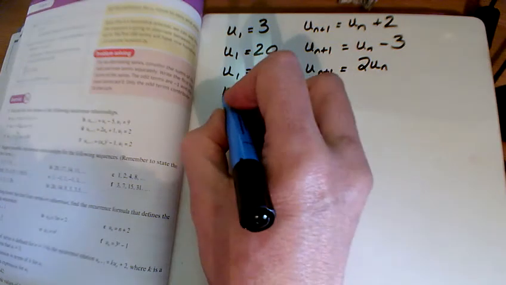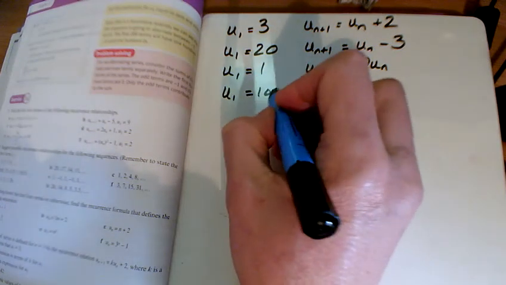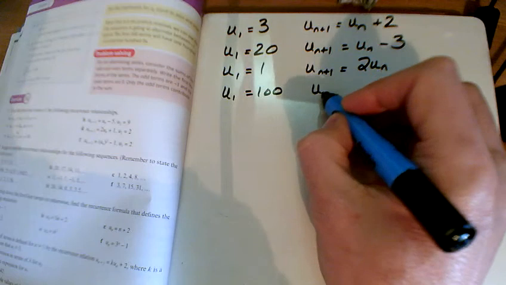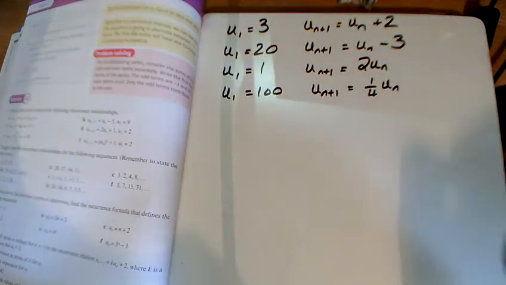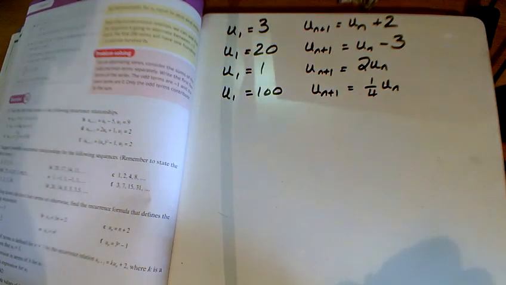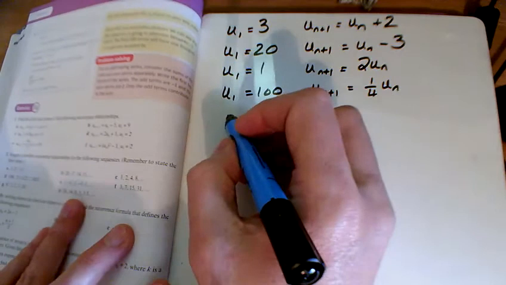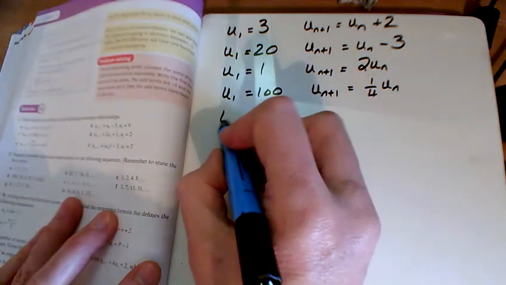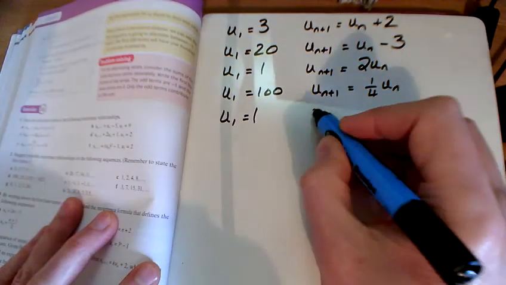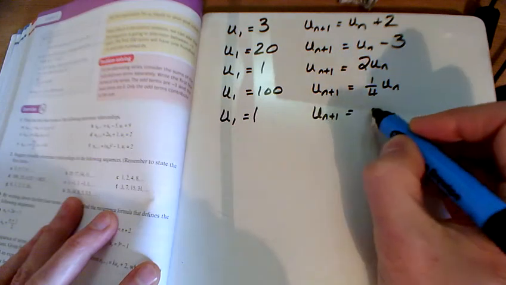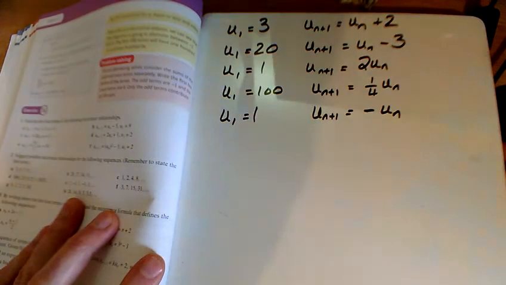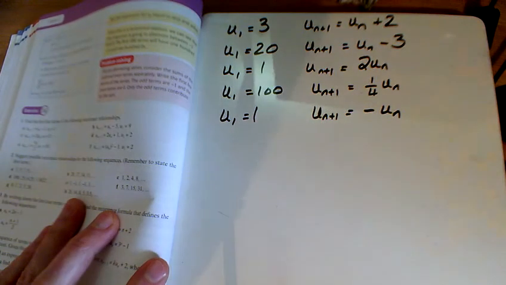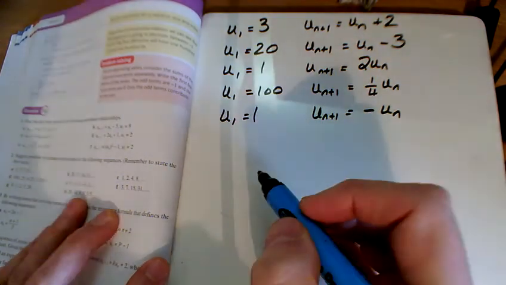For D, the first one is 100. And then we're dividing by 4 each time. So the next one is 1/4 of where you are now, or just un divided by 4. What are we up to? That's D. E's next. So E is going 1, minus 1, 1, minus 1. So we're starting with 1, and the next one is just minus where you are now, minus 1 times it. So it goes 1, then minus 1, then minus minus 1, which is 1 again.